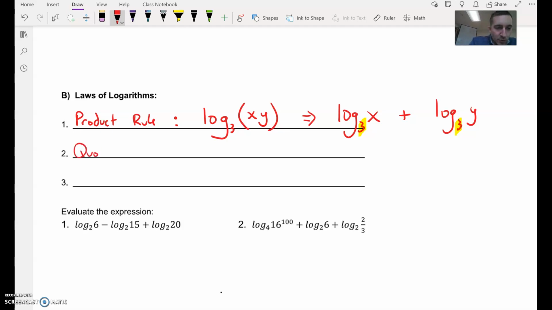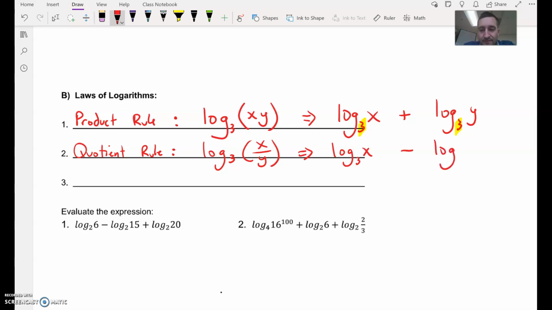Next rule is the quotient rule, and it's very similar, but it's with subtraction and division. If you have a logarithm that has division, x divided by y, then you can break it into two logs with subtraction. Very similar to the exponent rules. Once again, they have to have the same base. So that's the quotient rule. It can go both ways. You got to be on the lookout for minuses. If you see two logs with a subtraction sign between them, you can combine them together. If you see two logs with a plus sign in between them, you can multiply them together.